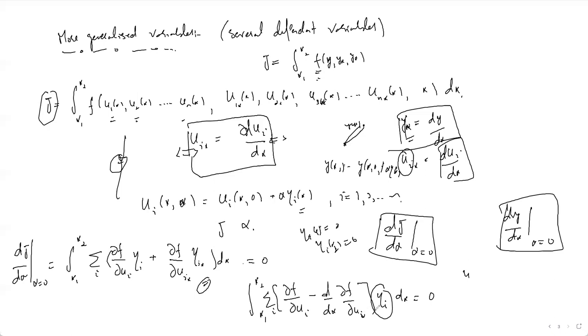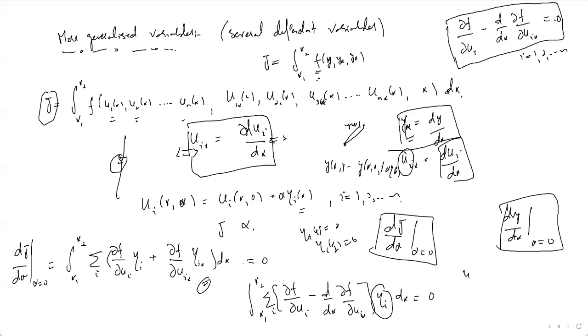So if each term in the summation vanishes, that means this into this should be equal to zero. They vanish independently, so this particular term in the summation should be equal to zero. So I will have partial f by partial u_i minus d by dx of partial f by partial u_i', which should be equal to zero, where i can take the values 1, 2, and so on up to n. And this is the Euler equation for several dependent variables.